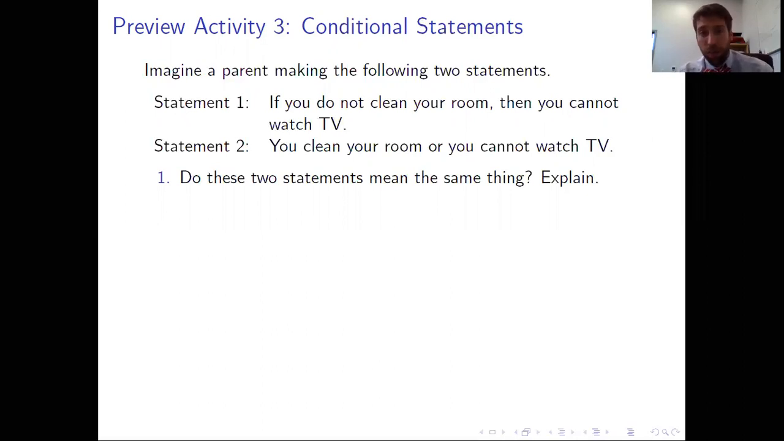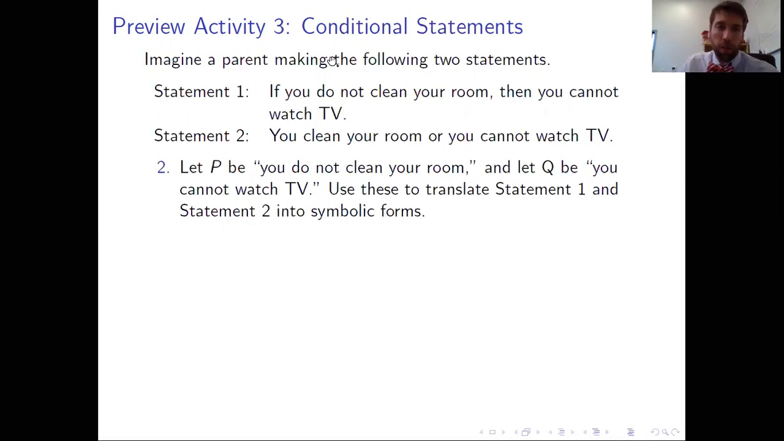Look at statement 2. If you clean your room, this statement is true. If you clean your room, then it doesn't matter whether or not you get to watch TV. Statement 2 is still true. And if you don't clean your room, then you cannot watch TV, because they've got that or statement in there. So they are equivalent. All right, let P be: do not clean your room. And Q be: you cannot watch TV.